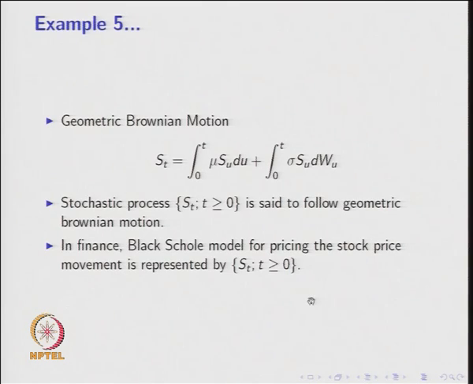Consider this stochastic integral. In this, the first integral is a Riemann integral of a stochastic integrand, whereas the second integral is an Ito integral. This equation is very useful in finance. In the Black-Scholes model for pricing, the stock price is assumed to follow geometric Brownian motion.